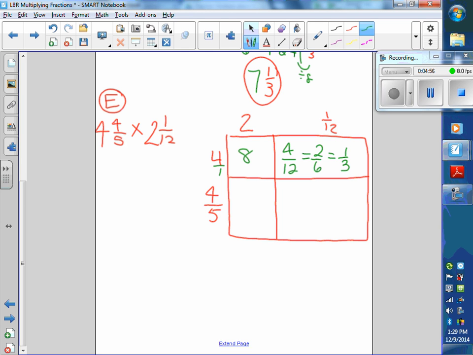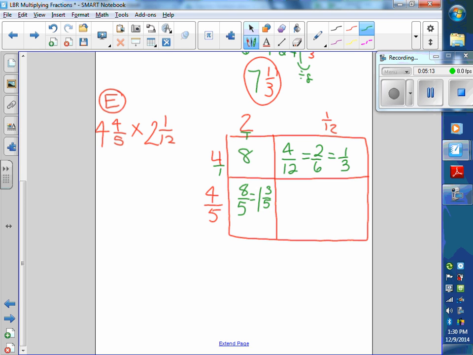4/5 times 2 is the same thing as 4/5 times 2 over 1. So we have 8 in the numerator and 5 in the denominator, which is the same thing as 1. And how many fifths? 3/5. See that?